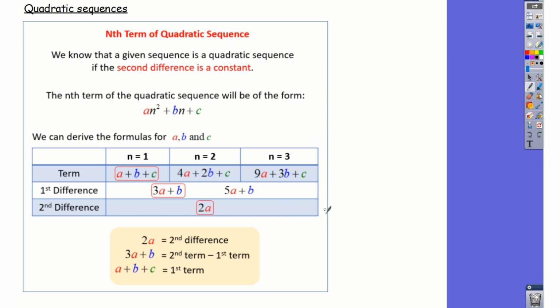For those who just want to initially establish how to get this to work, then we need to take down 3 key pieces of information. I need to know that the second difference is equal to 2a. I need to know that if I take the second term of my sequence and subtract the first term, that would equal 3a add b. And I need to know that the first term is the same as adding a, b and c together. So the first thing we're going to do is write those 3 pieces of information down, and then we're going to have a go at using the same sequence as in the previous example to derive the same answer.